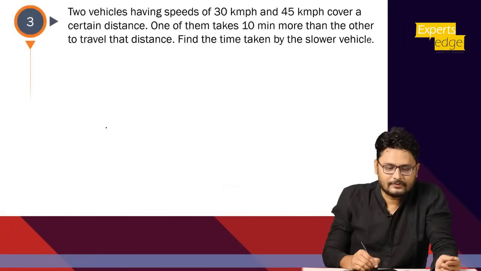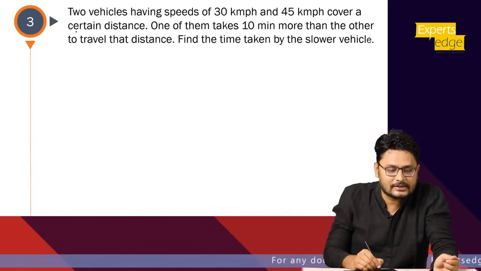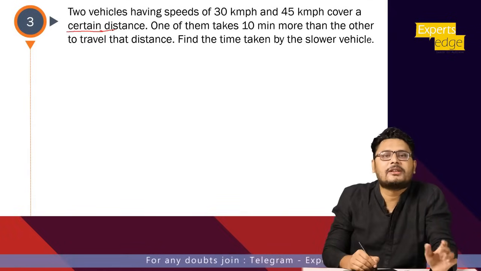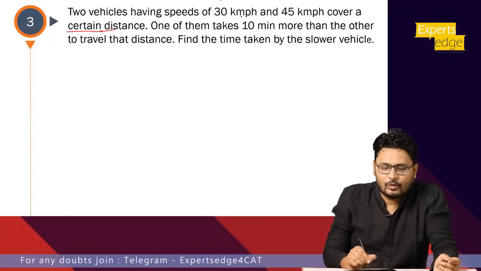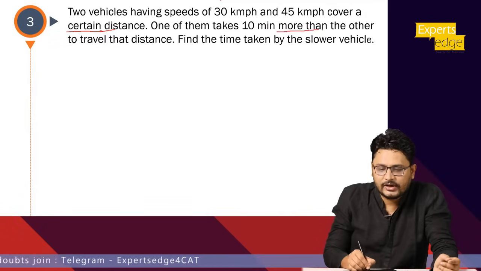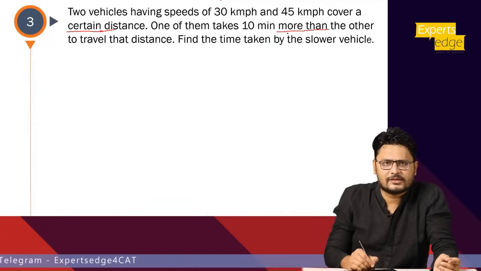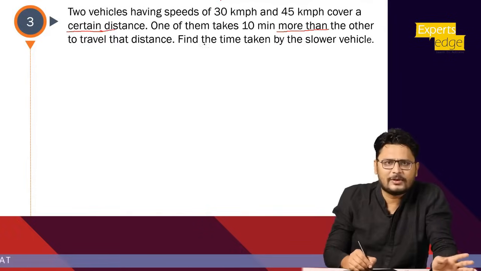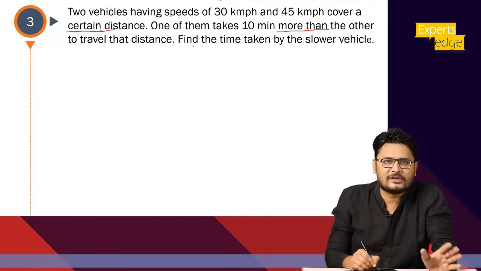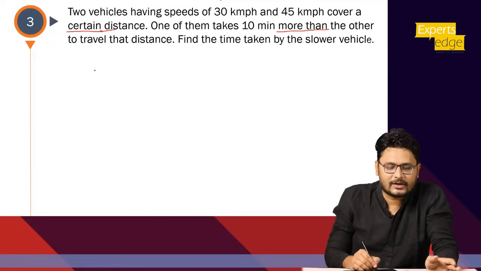Now the third question. Again a similar sort of question: two vehicles having speeds 30 km/h and 45 km/h cover a certain distance. Underline this keyword certain. What does certain indicate? Certain indicates nothing but the distance is constant. Okay, one of them takes 10 minutes more. What is this? More than indicates nothing but the difference. थोड़ा ये हैबिट डाल दो गाइज to underline the keywords. एक ही बार में क्वेश्चन पढ़ना पड़ेगा, कीवर्ड से आपको समझ में आ जाएगा what to go ahead with, right?